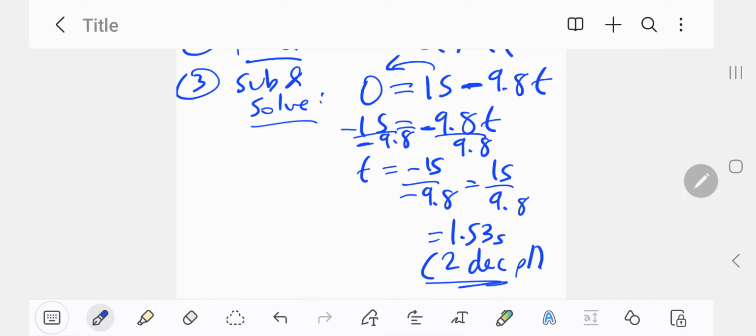So that's your time there. I suggest making up your own questions using the SUVAT equations to help you, or using my examples here to help you. But that's literally the SUVAT equations. That's how you use them.